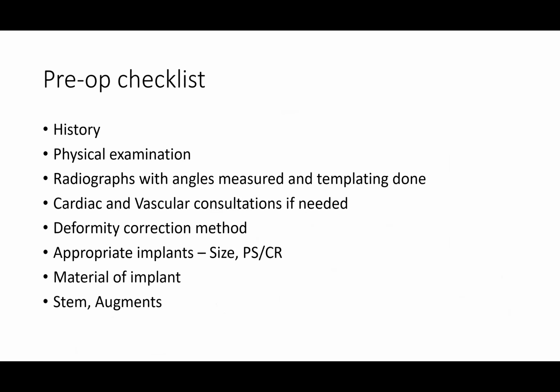So the pre-op checklist: there must be a thorough history and physical examination with radiographs, with angles measured and templating done. Cardiac and vascular consultations if necessitated. By this, we should anticipate the deformity correction method, the appropriate implants, that is the size of the implant, positioning, posterior stabilized or cruciate retaining implants, and any special implant material such as oxinium. In addition to that, other inventories such as stems or augments.